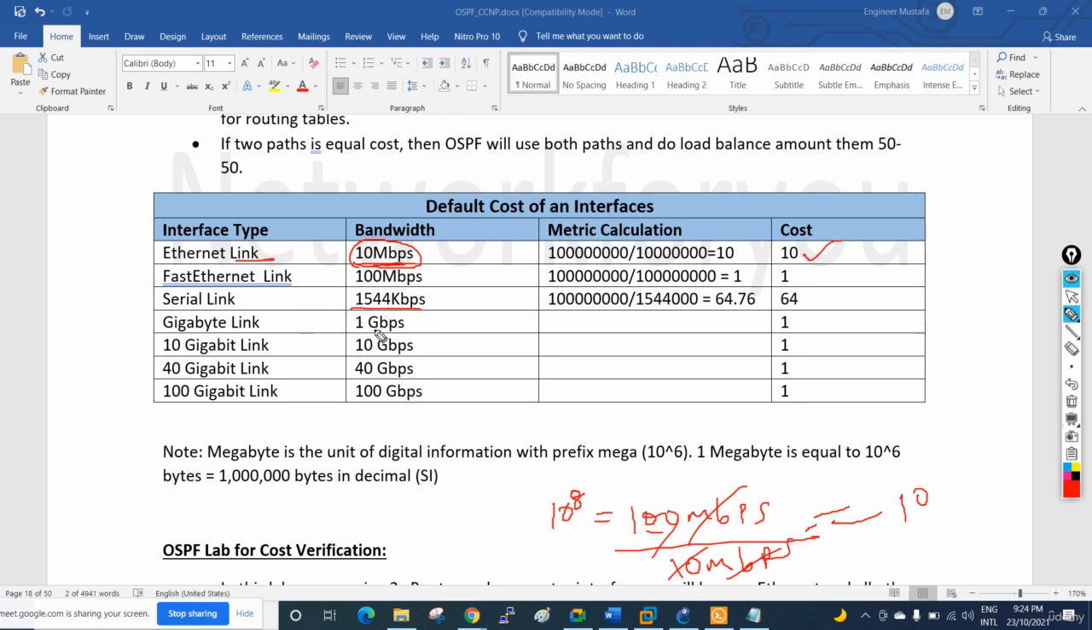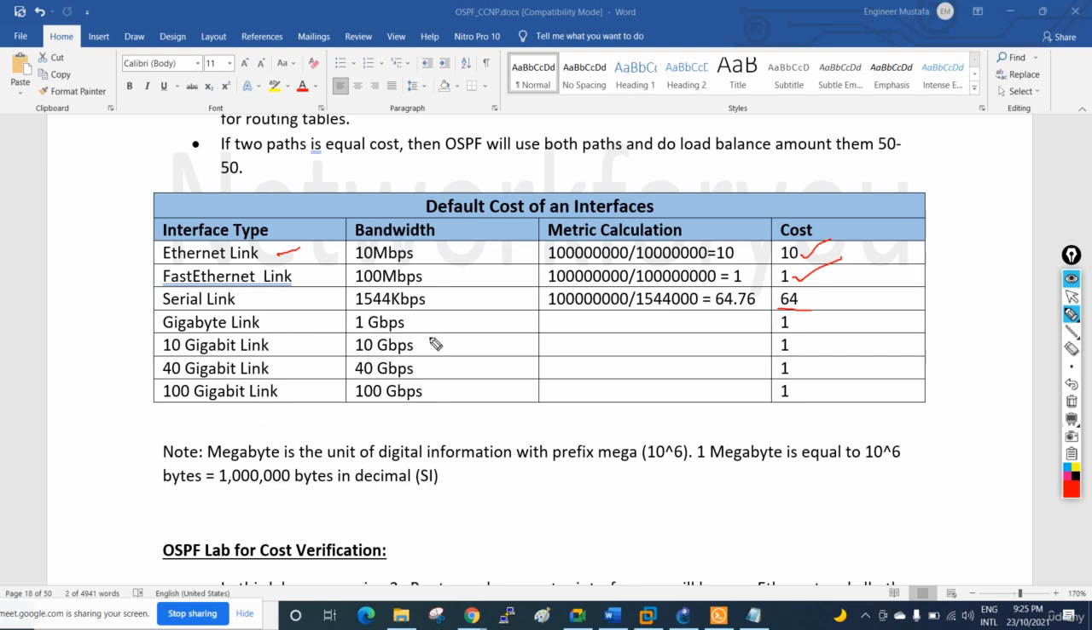The same thing we can do for the others, but it is easy: just remember that in OSPF, the Ethernet link has cost 10, FastEthernet has 1, and serial has 64. All interfaces above FastEthernet, meaning Gigabit, 10 Gig, 40 Gig, all have 1. So just remember: serial 64, Ethernet 10, and all others will have 1. If you remember, that's also okay.